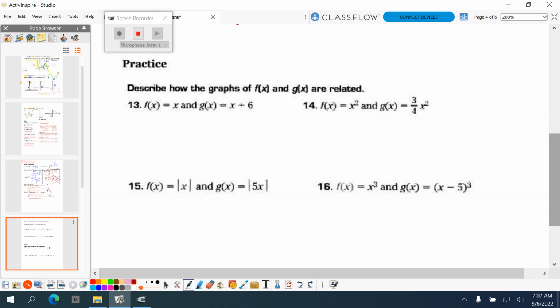in mind. They're asking, what's the transformations from f of x to g of x? So for number 1, if I'm adding 6, if I'm ending up with g of x, I'm just sliding up 6. So think about that for 13, 14, 15, 16, and that will be like a little mini quiz.